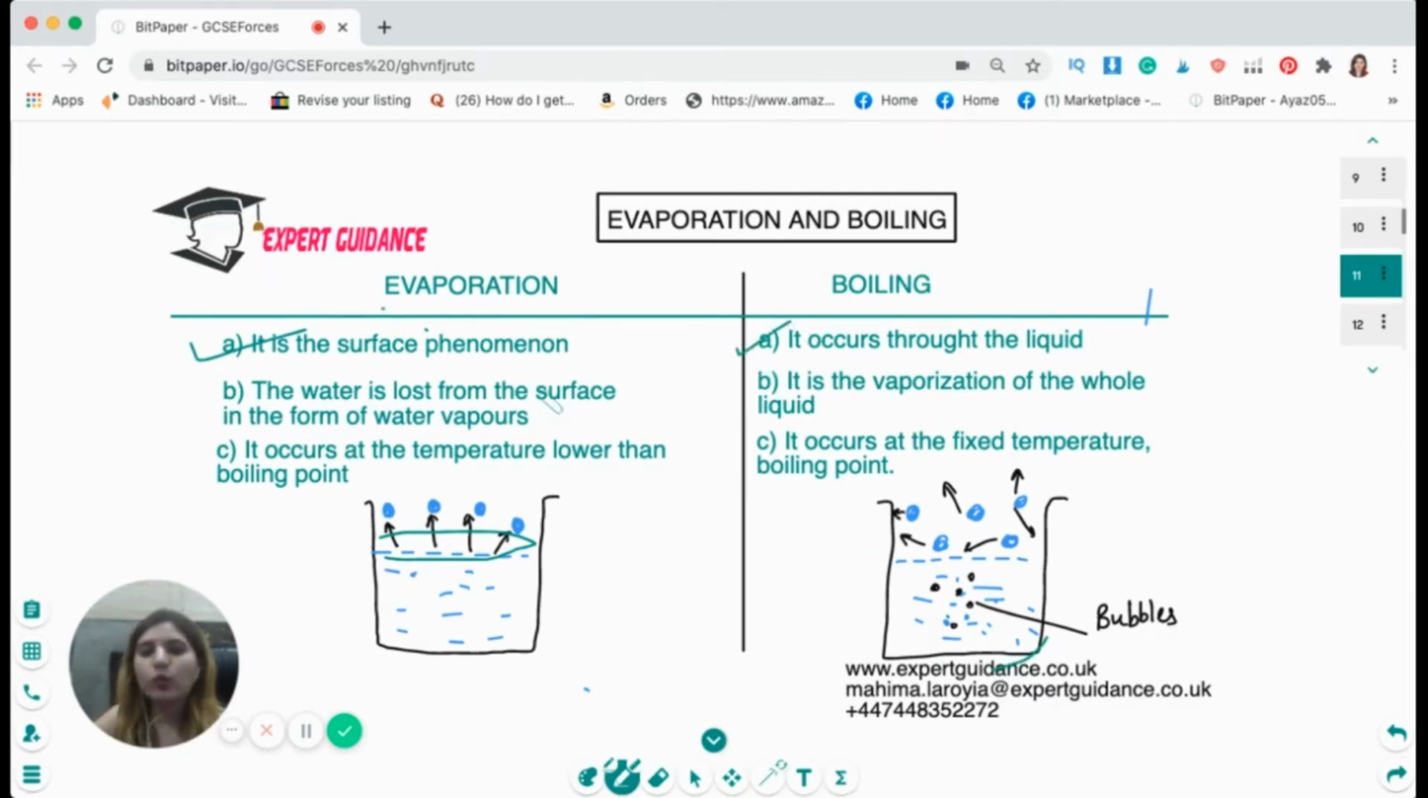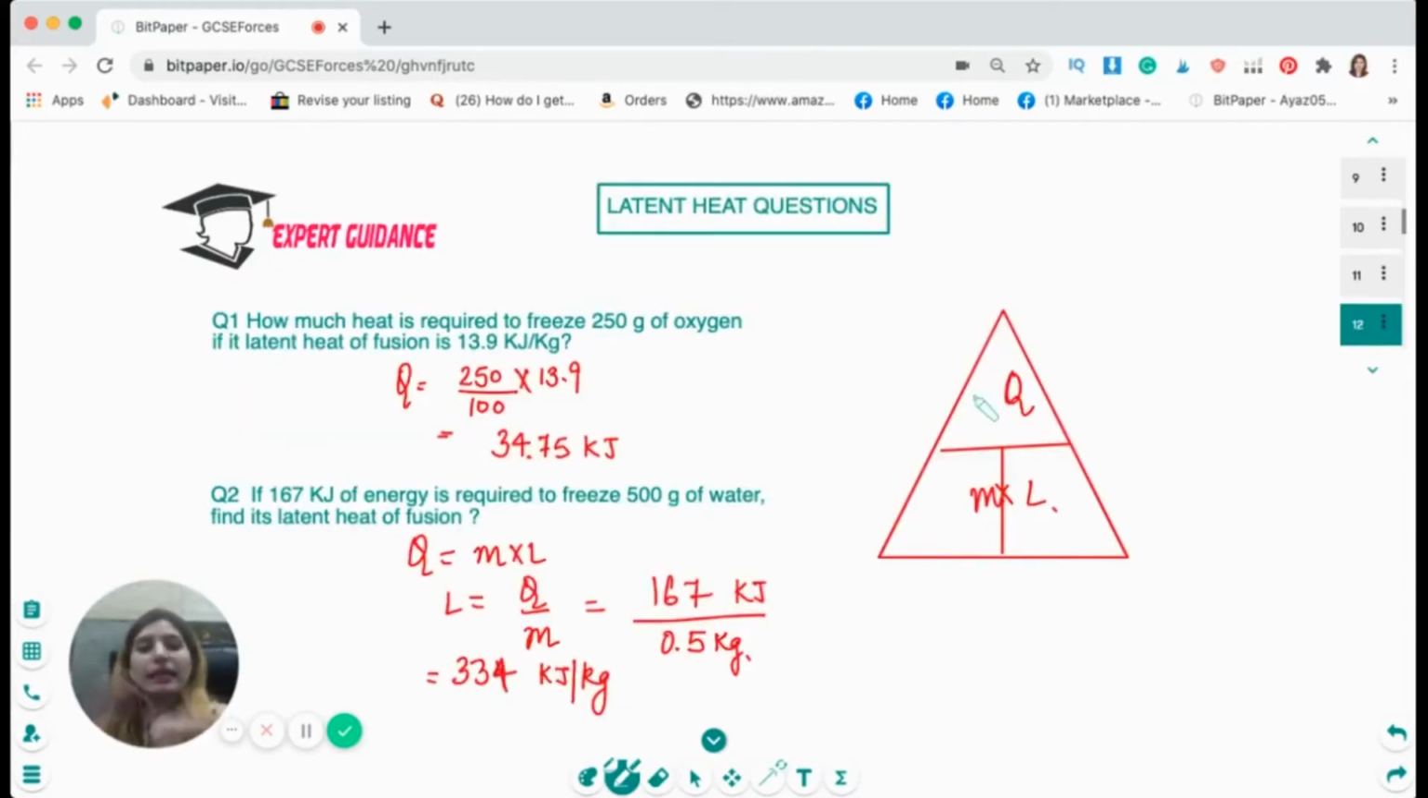In evaporation, the water is lost from the surface in the form of water vapors, and boiling is the vaporization of the whole liquid. Evaporation occurs at a temperature lower than the boiling point, and boiling occurs at the fixed temperature at the boiling point. So you should be able to differentiate between evaporation and boiling, and that is also an important part of your spec. Now there are questions on latent heat which are asked in the exam.